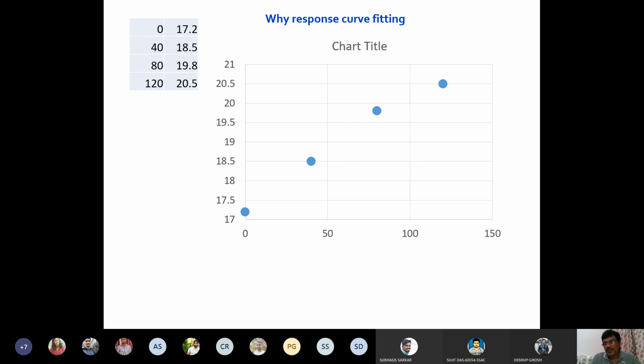Another blue circle shows you yield at 100, and another shows you yield at maybe 40, whatever it is. You have certain fertilizer levels and you have recorded the yield. So the main problem here is that if you want to know what will be the yield at 30 kg, you cannot know unless you join these points. If you can join circle number 1 to circle number 2, circle number 3, then you can make predictions.